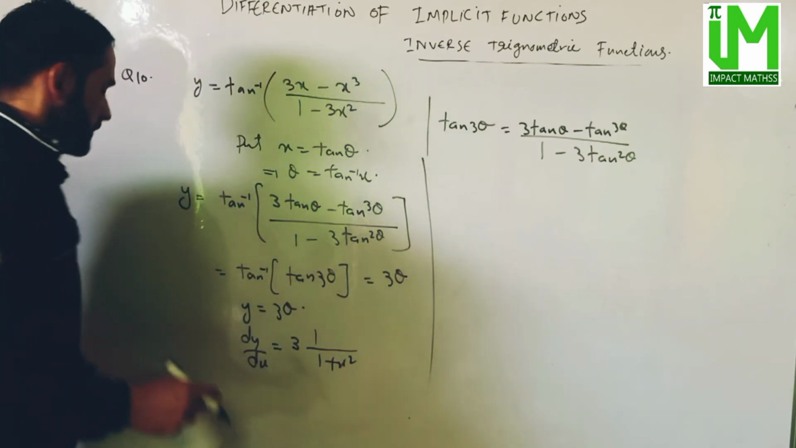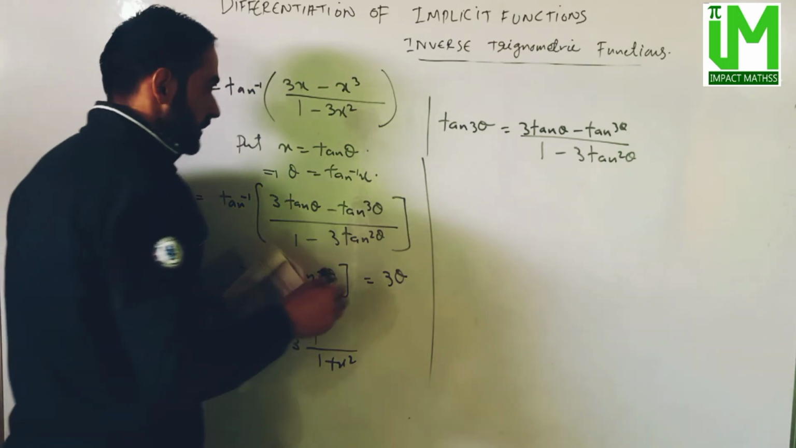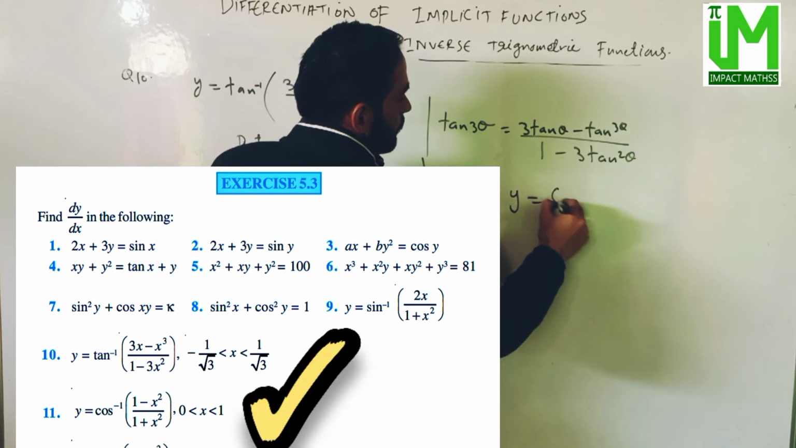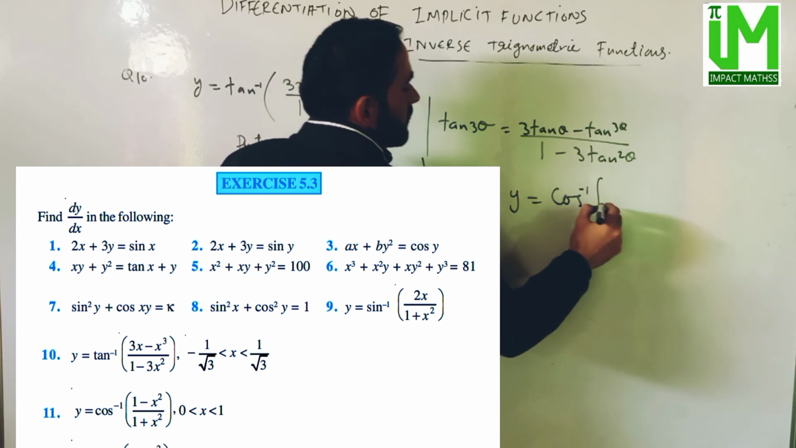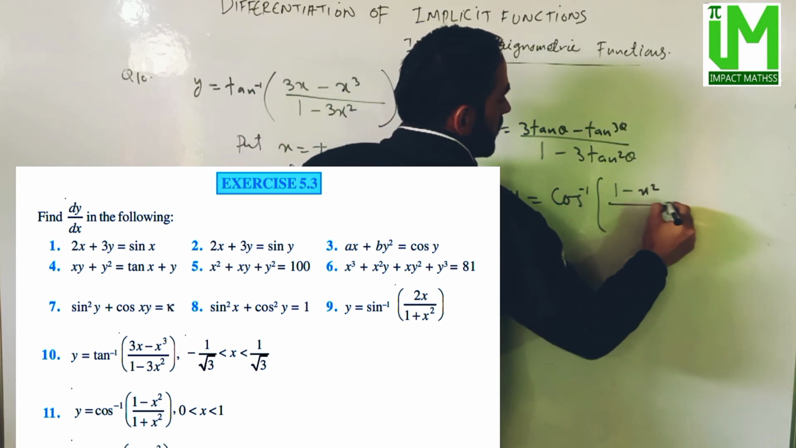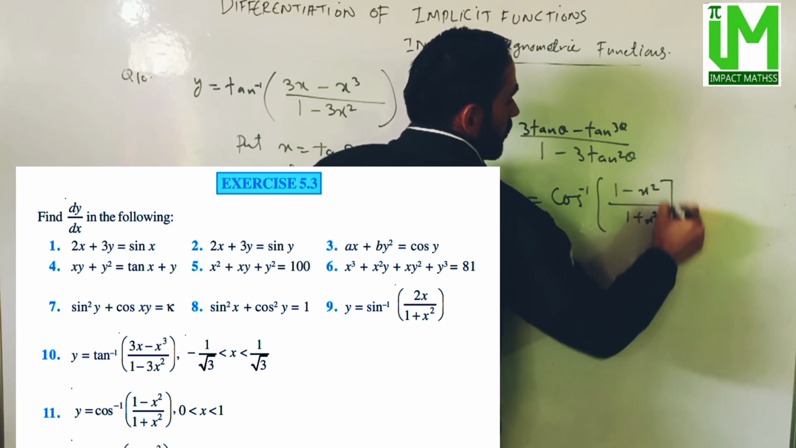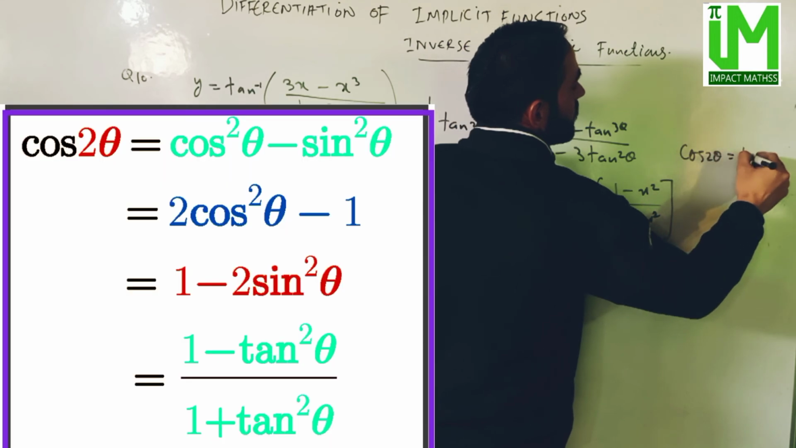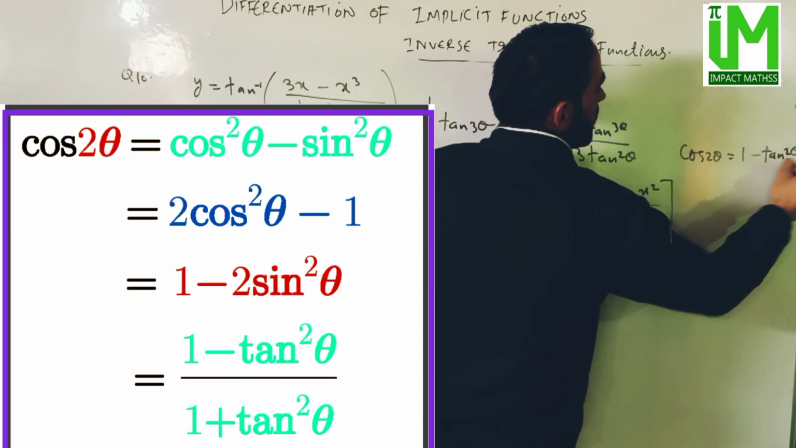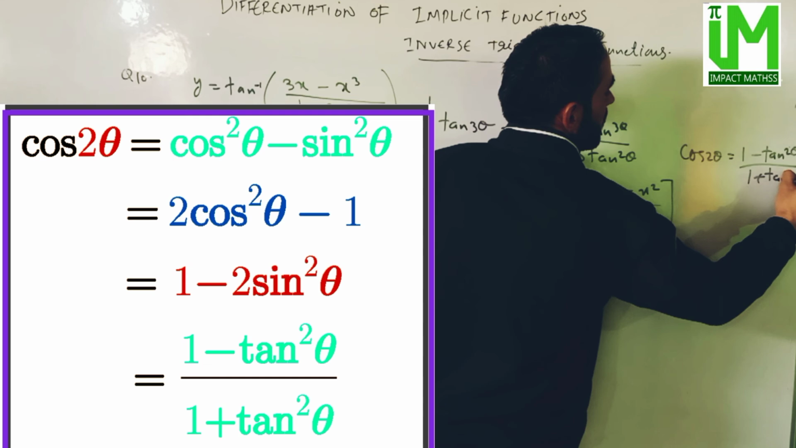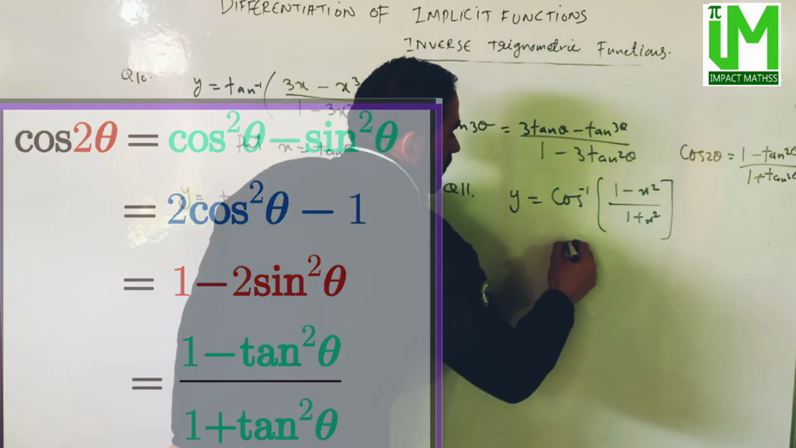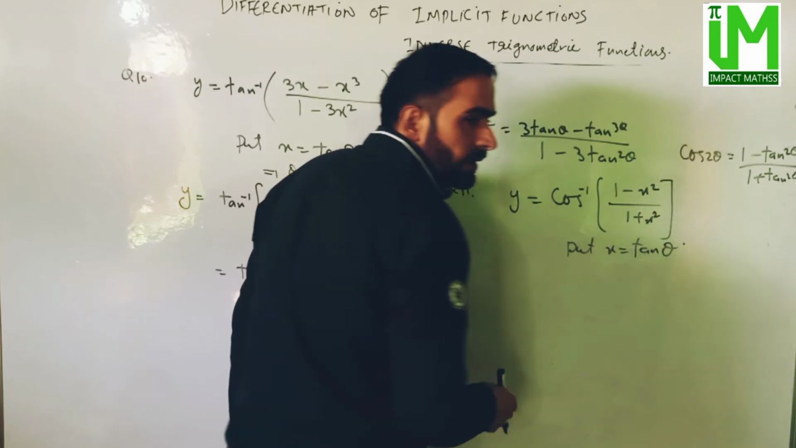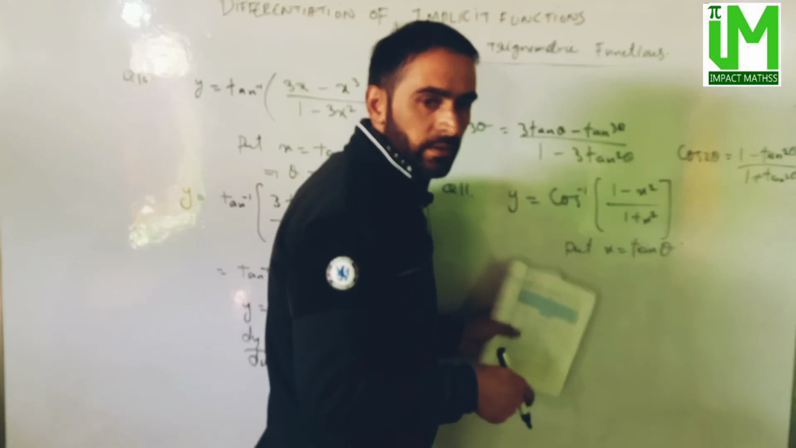So this was question number 10. Now question number 11. We have y is equal to cos inverse of (1 minus x square) divided by (1 plus x square). So the cos double angle formula is cos 2 theta is equal to (1 minus tan square theta) divided by (1 plus tan square theta). So here you put x is equal to tan theta. Put x is equal to tan theta.